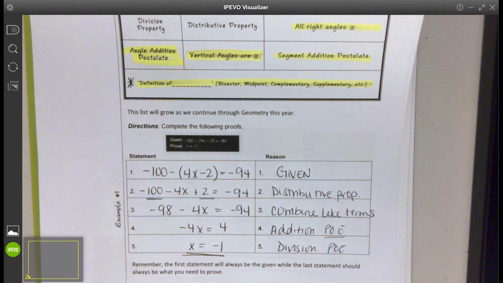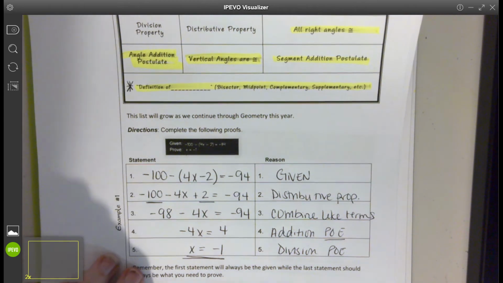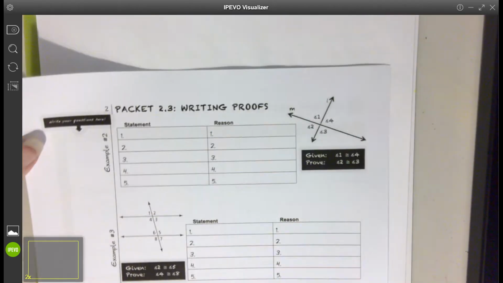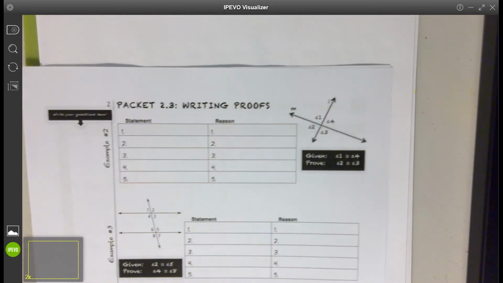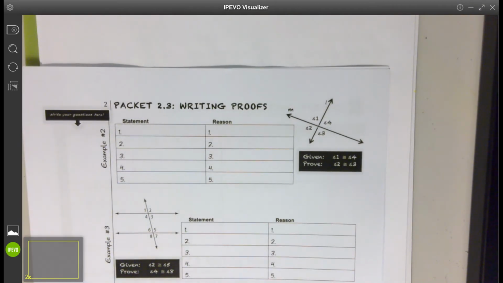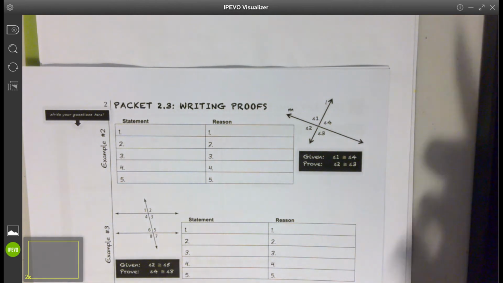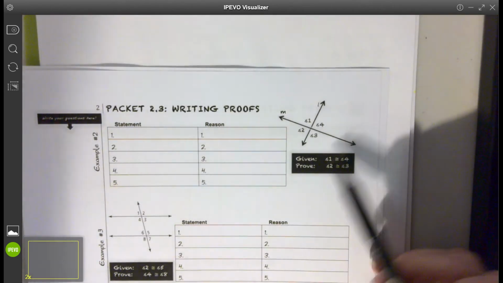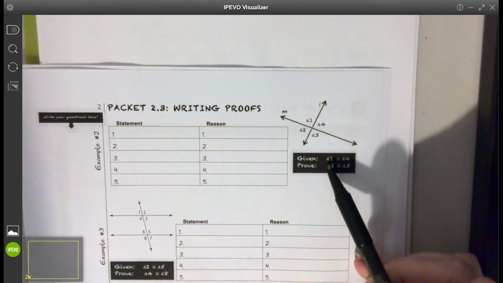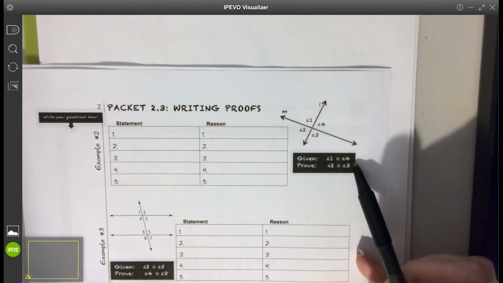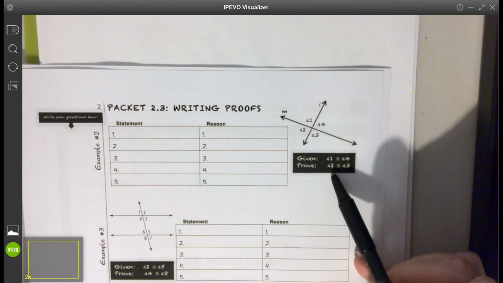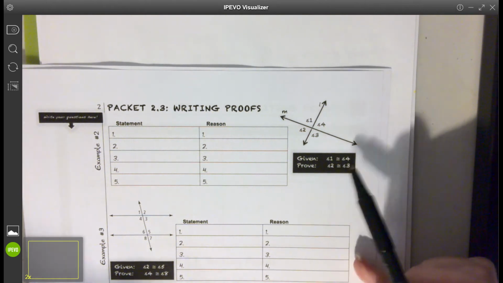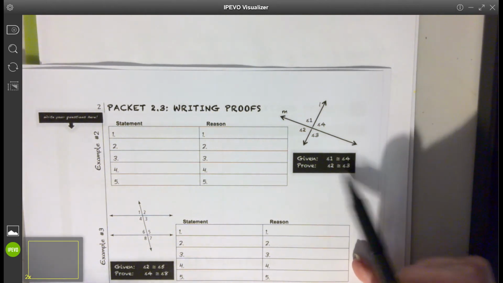All right, so now we're going to go on to the next page. The next page is going to look a little different, but we're still going to continue with the same process. So on our next page, we have our next proof. All right, so before we get into the proof, I really want to look at that diagram. So looking at the diagram gives me a lot of information. So we start out with our given. Angle 1 is congruent to angle 4, and we want to prove that angle 2 is congruent to angle 3. So that's what we want to prove.